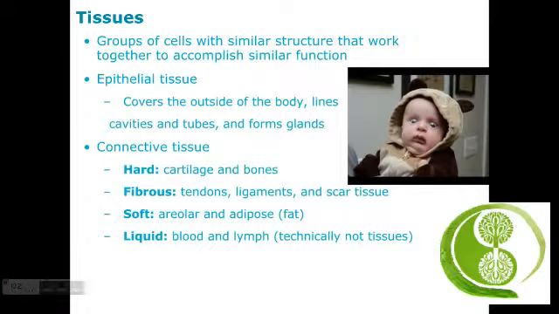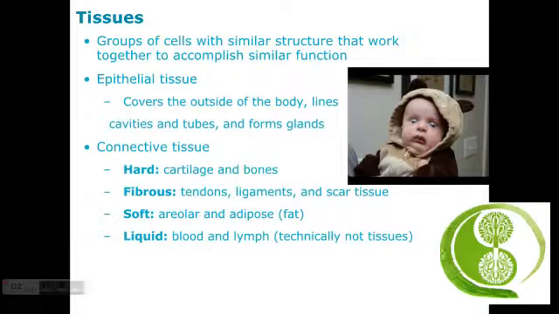The epithelial tissue covers the outside of the body, essentially the skin. It lines cavities and tubes, and it forms glands. Connective tissue comes in 4 types. We have hard, which is the cartilage and the bones. Fibrous, which is the tendons, ligaments, and the scar tissue. Soft, which is the areolar and the adipose tissue. And then liquid, which would be considered the blood and the lymph.